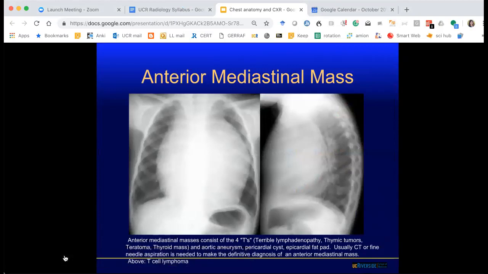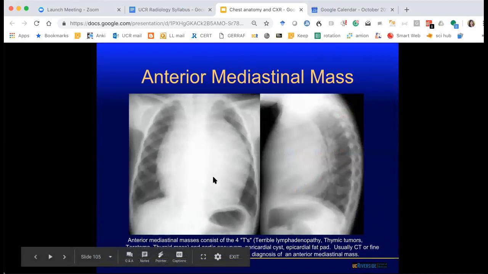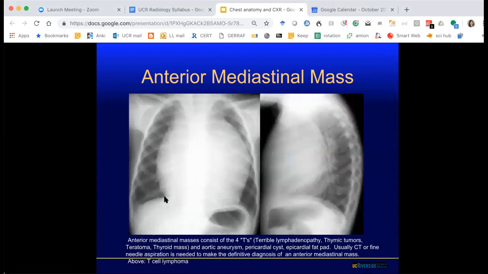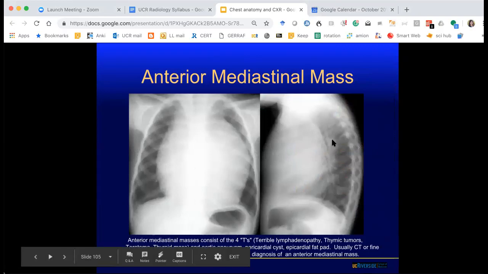Other things, we can have masses. So here we see, what do we see here? We have a frontal and a lateral radiograph. So no lines and tubes. Lung volumes are fine. Lungs are clear. Now you look at the mediastinum. It is grossly abnormal. And where would the abnormality be? In the anterior, middle, or posterior mediastinum?